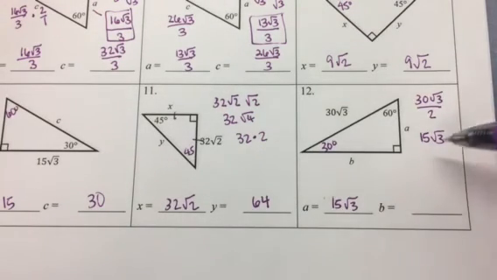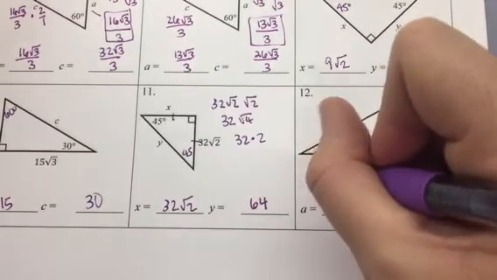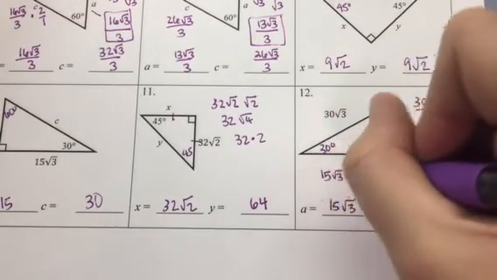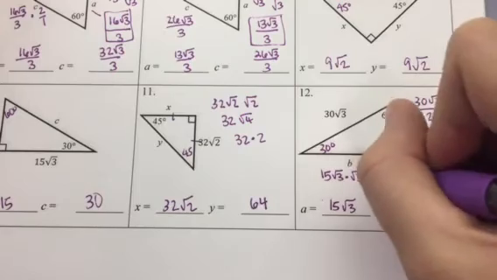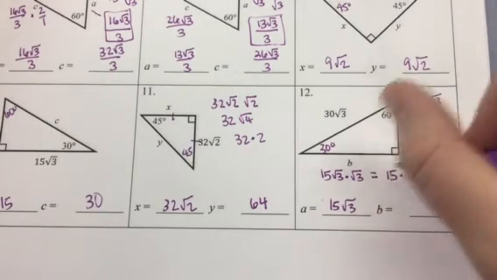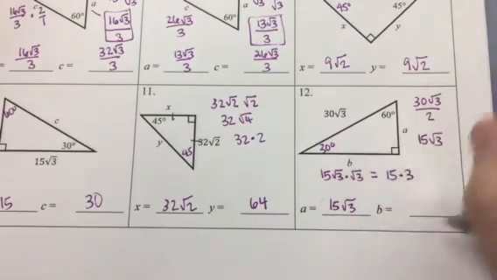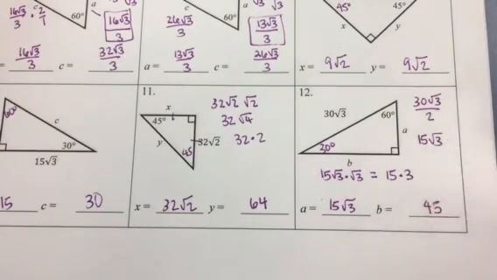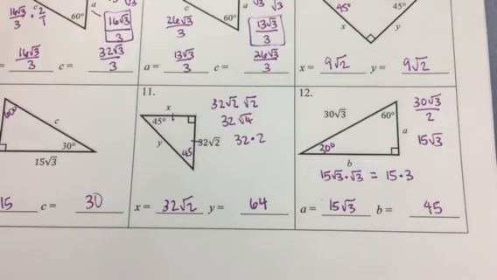Then remember, to get from A to B, we have to multiply by the square root of 3. So that's just going to be 15 root 3 times the square root of 3, which is the same as saying 15 times the square root of 9, or just 15 times 3. 15 times 3 is 45. So our long leg of that 30, 60, 90 is 45. You made it through the first page of the study guide.